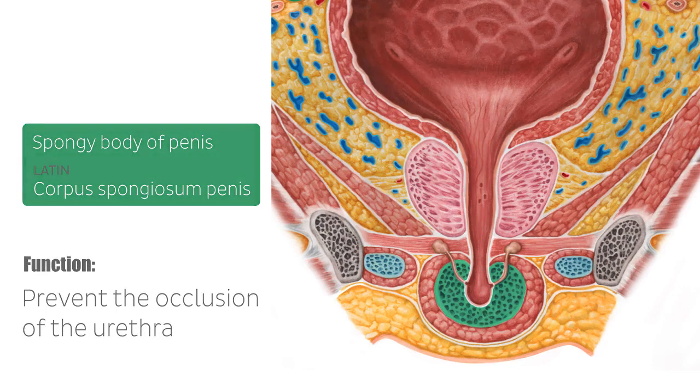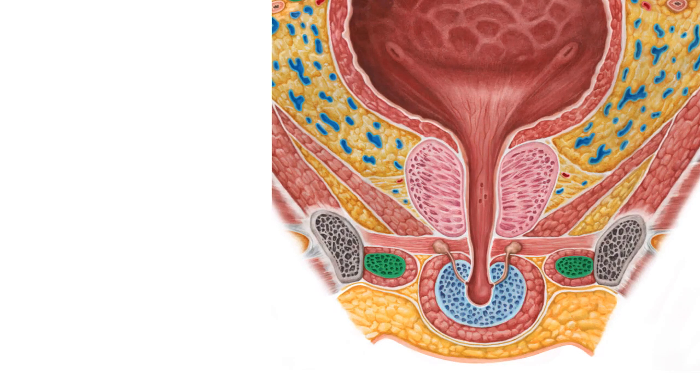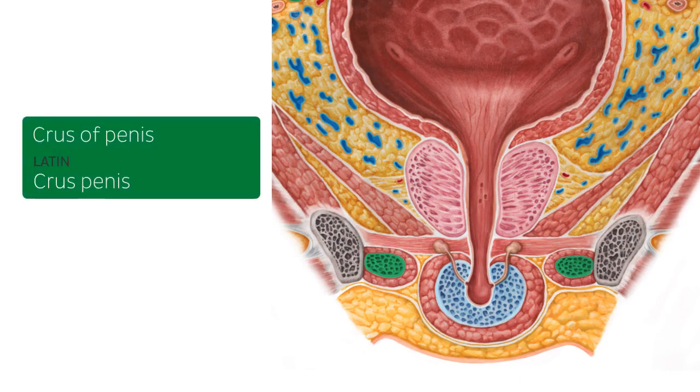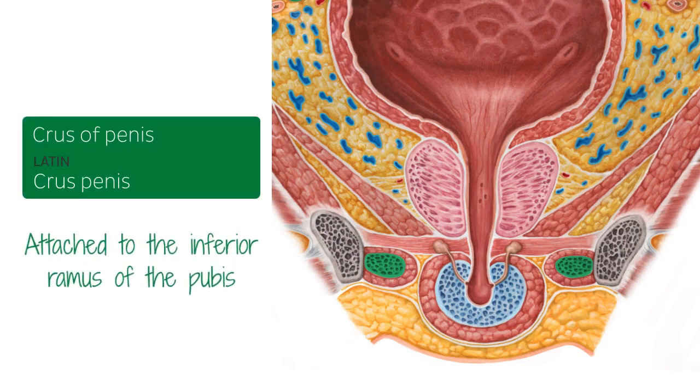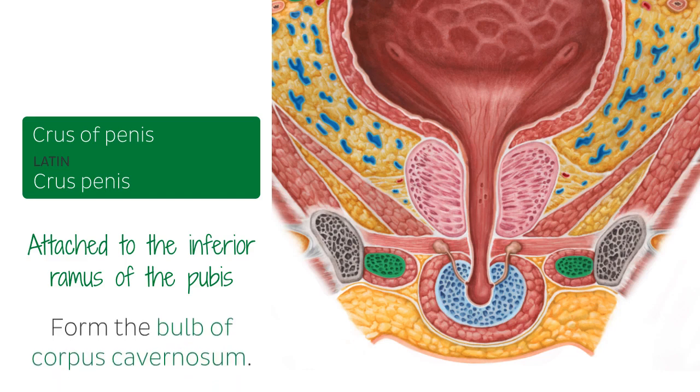The next structure we're going to be highlighting now is known as the crus of the penis. The crura of the penis, plural, are attached to the inferior ramus of the pubis. Before the two crura meet, they form an enlargement known as the bulb of the corpus cavernosum. The merging of the crura forms the corpus cavernosum, which is expandable erectile tissue of the penis that fills up with blood during erection.